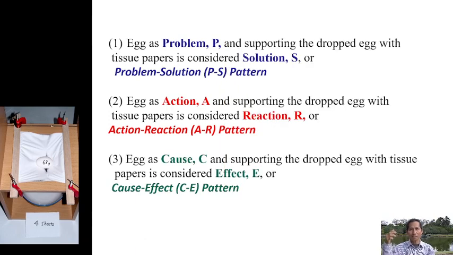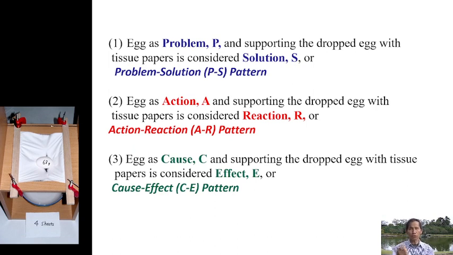In other words, the arguments of the new intelligent design are not only based on reality and experiment, but also on the explanation of one of the greatest scientists who ever lived, Isaac Newton, the action-reaction. The third pattern that we could designate in our whole existence is what we call the egg as cause, and supporting the dropped egg with tissue paper is considered the effect, or the cause-effect pattern. So the new intelligent design is arguing that there are only three patterns that we could see here in the natural realm.